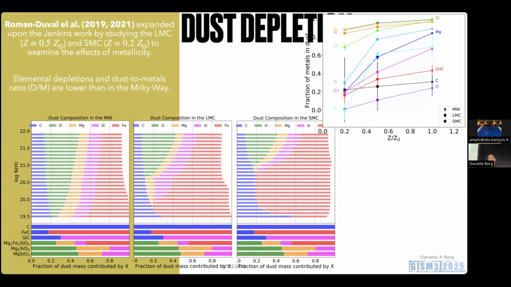And first of all, these plots are just kind of pretty to look at, but what you're seeing is that as we go into increasing column density, you're seeing the fraction of the dust that's contributed by a different element by color.